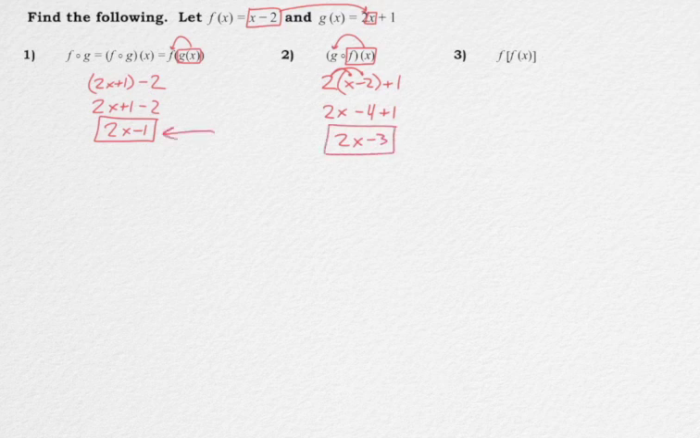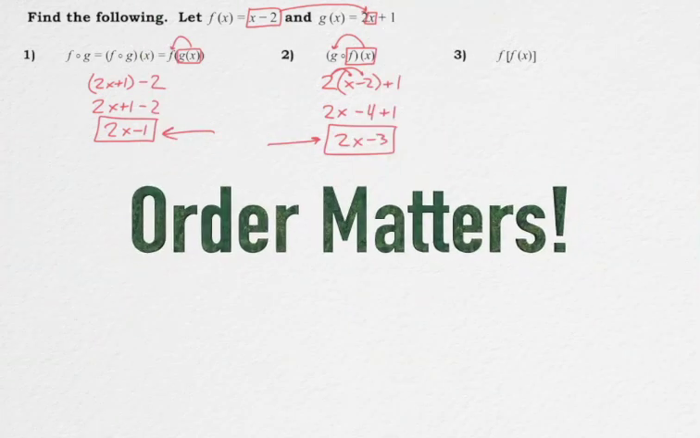So look, we got different answers. We got 2x minus 1 over here, 2x minus 3 over here. The order that you plug these functions into each other does make a difference.